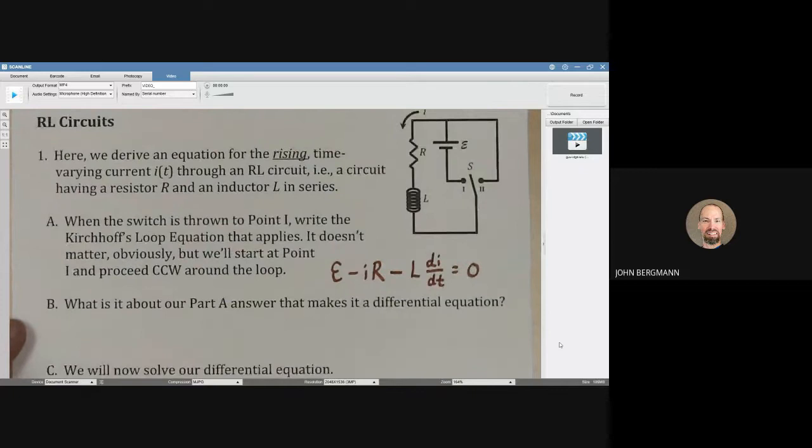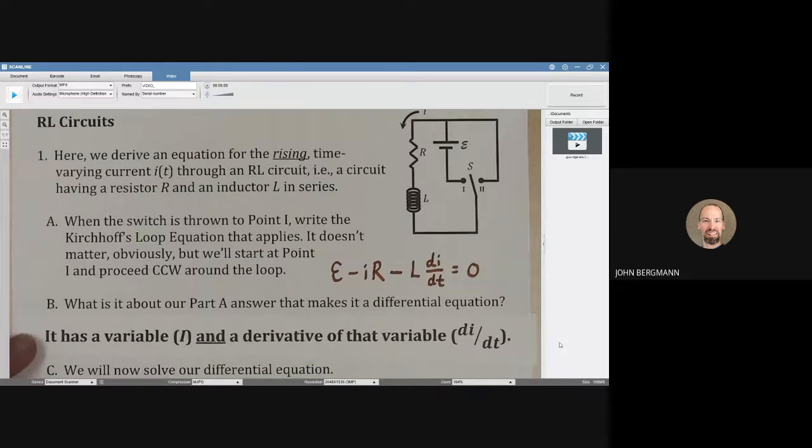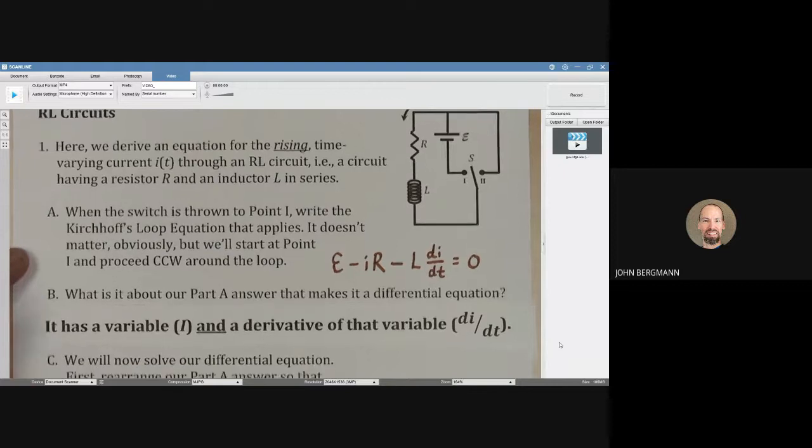And what is it that makes it a differential equation, in case we've forgotten what a differential equation is? It's a differential equation because it has a variable, namely the current, and it has a derivative of that variable in it. That's what a differential equation is. It has a variable and a derivative. It doesn't have to be a first derivative. It is in this case, but it doesn't have to be. And now we're going to solve this.